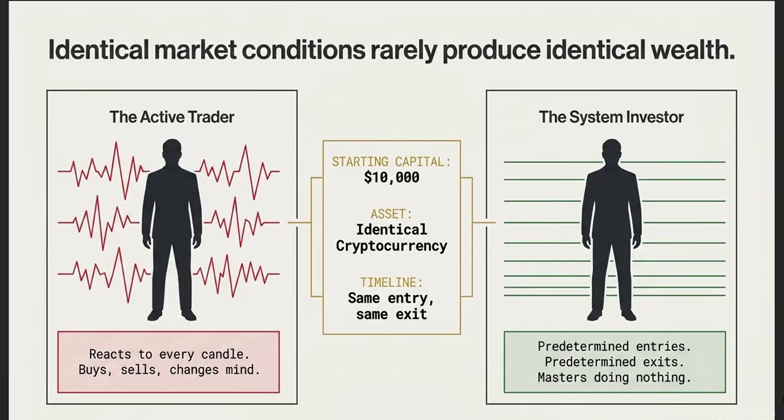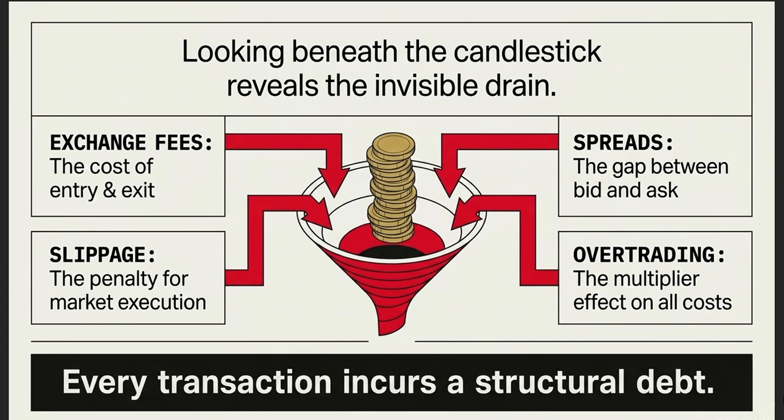Identical market conditions rarely produce identical wealth. Starting capital: $10,000. Asset: identical cryptocurrency. Timeline: same entry, same exit. The active trader reacts to every candle, buys, sells, changes mind. The Abraham Cryptoland system investor: predetermined entries, predetermined exits. Mastery of doing nothing. Looking beneath the candlestick reveals the invisible drain.